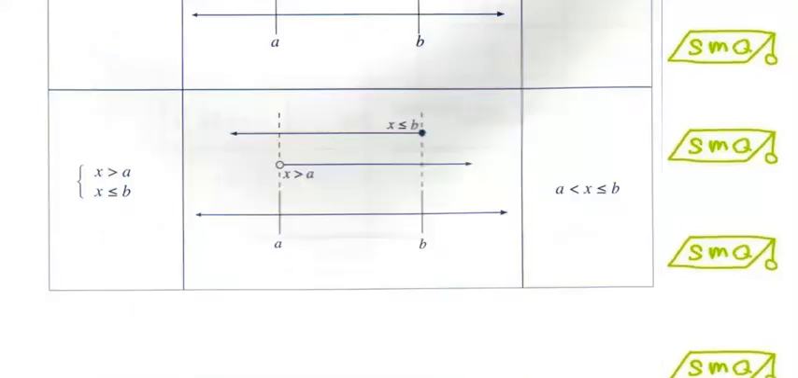For the last case, when x is more than a and x is less than or equals to b, both inequalities intersect at this portion over here. Therefore, the final answer is x is more than a but less than or equals to b.